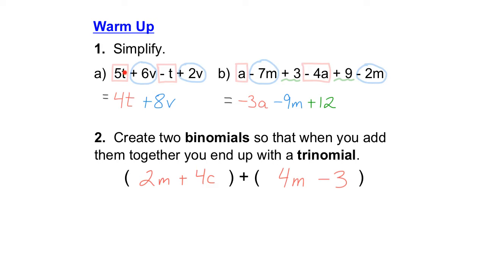So the first one, find your like terms. 5t minus t is 4t. 6v plus 2v is 8v. So your expression simplifies to 4t plus 8v.